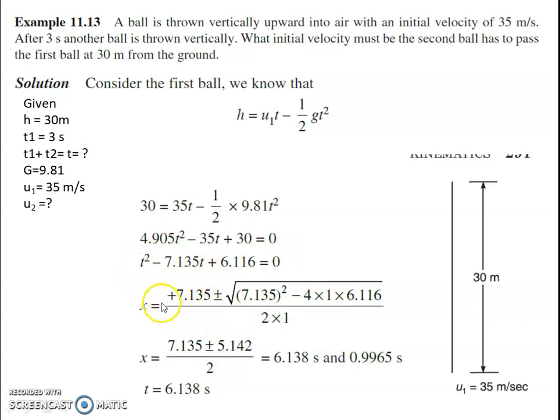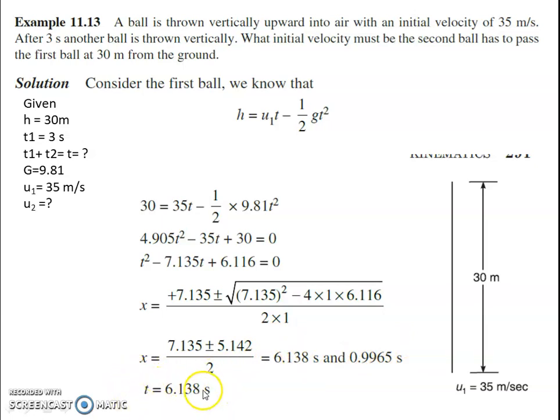We have the formula x is equal to minus b plus or minus under root b square minus 4ac by 2a. We know this equation, so we will substitute these values. Then I will get x is equal to this much, 6.138 seconds, or this one. I will omit this one, because the time required is 6.138 seconds.